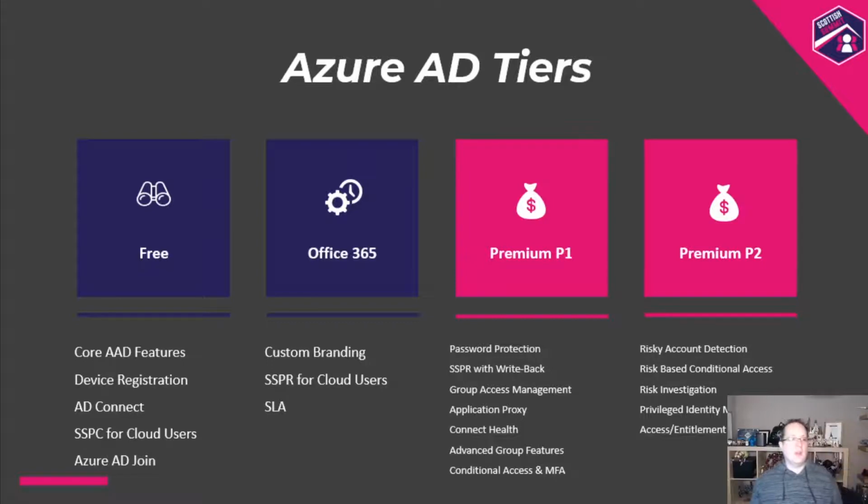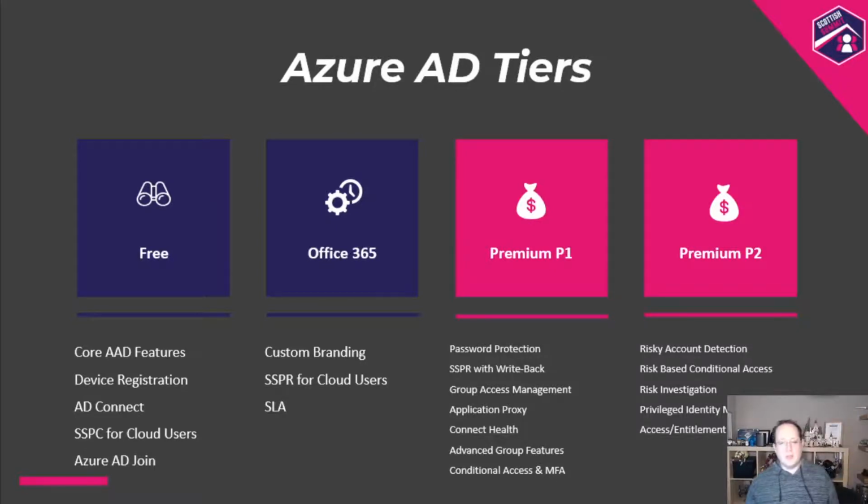So things like password protection. You get the ability in the P1 tier to have things like checking against a list of known bad passwords when somebody tries to change the password. So some quite useful tools to try and make people more secure. You get self-service password reset for non-cloud users. So users that were created in your on-prem AD, you can reset them through AAD and it will sync back to on-prem.